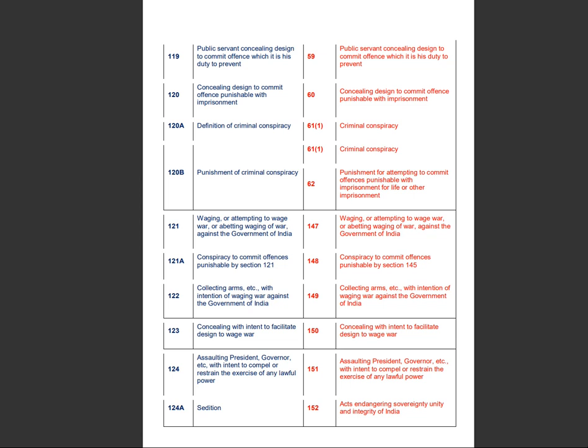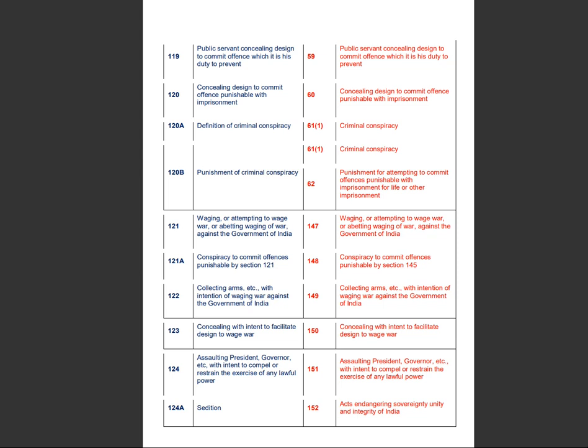Section 121A of the Indian Penal Code deals with conspiracy to commit offences punishable by Section 121, whereas Section 148 of the BNS deals with conspiracy to commit offence punishable by Section 145.